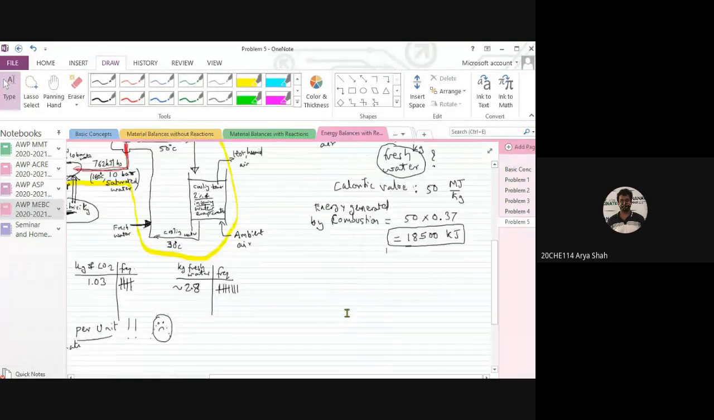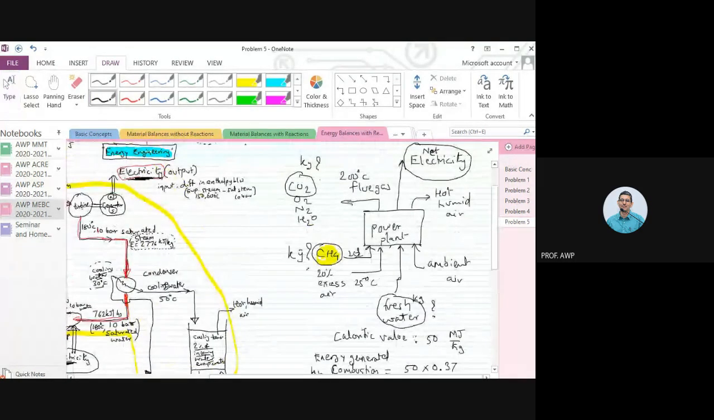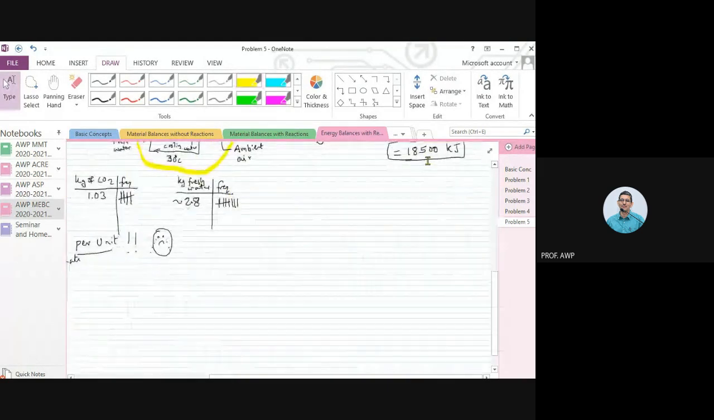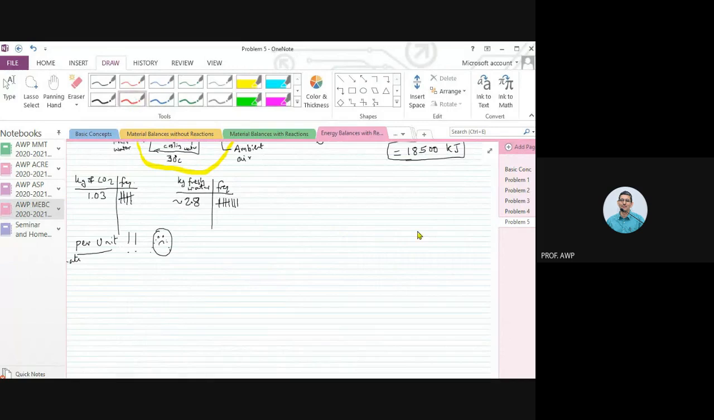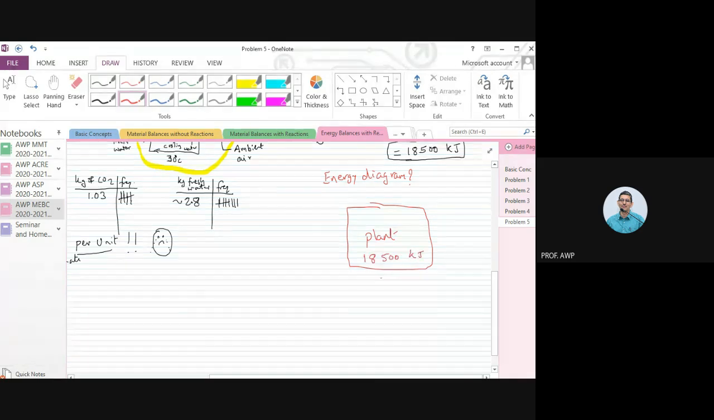Yes, sir. So now, this was the overall block diagram for the plant, right? We can think about this as your plant. Can we construct sort of an energy diagram, if you like? We have generated 18,500 kilojoules of energy by combustion.